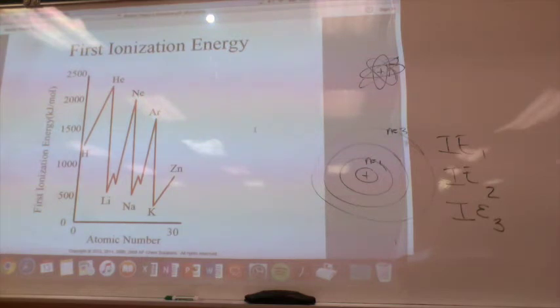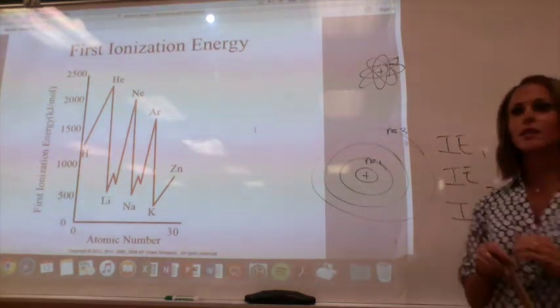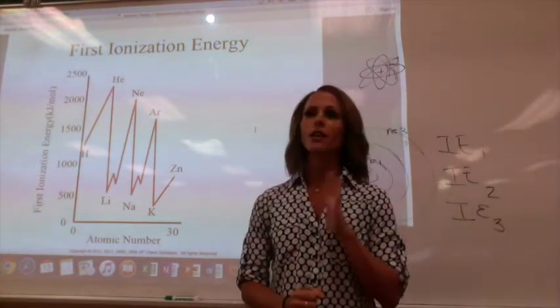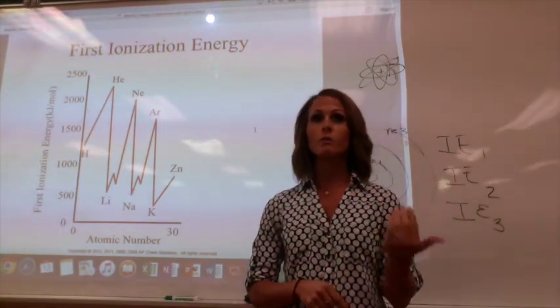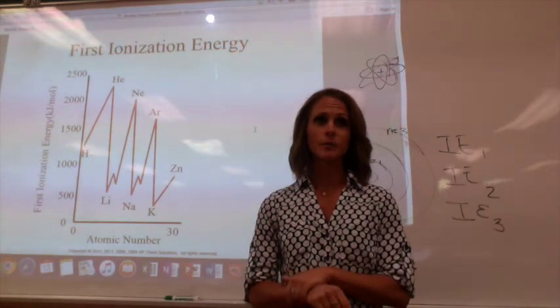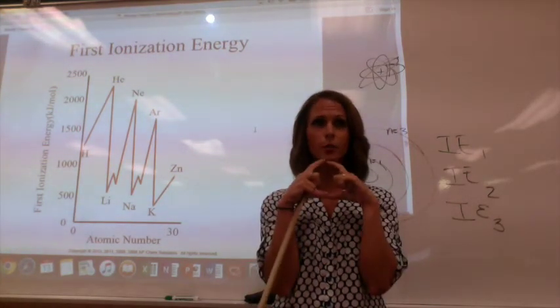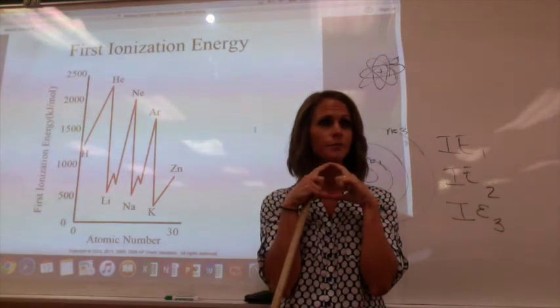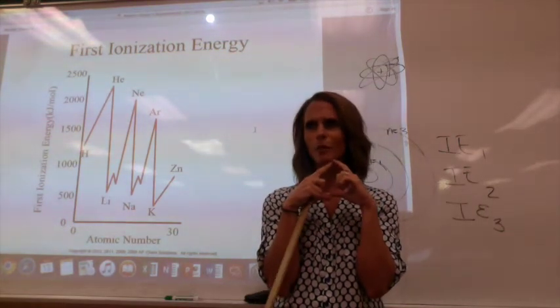So why does helium, down here on the right, have a higher ionization energy than hydrogen? In other words, it takes more energy to remove its first electron than it does for hydrogen. They have the same shell. They're both in n equals 1, right? Why? Someone must remember.